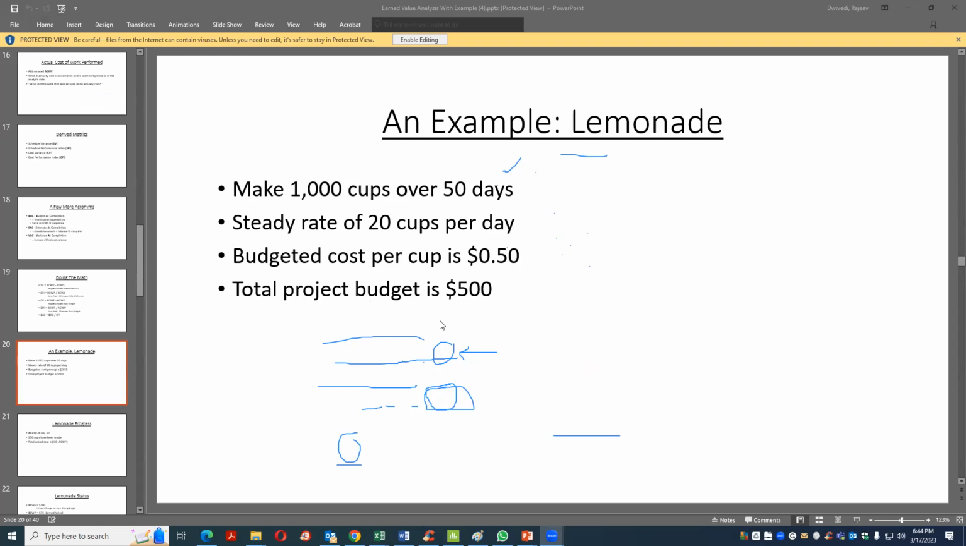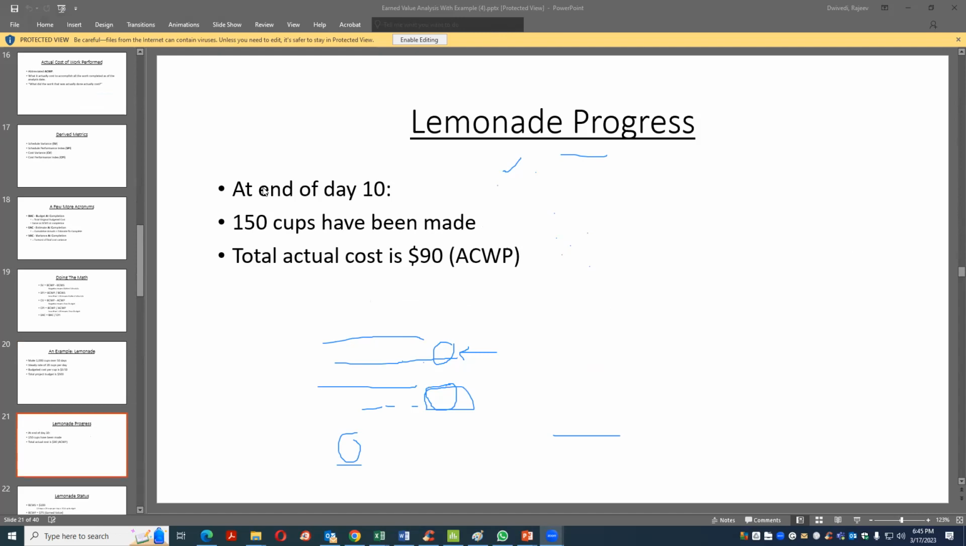So total cost is $500. Now they decided to check how this lemonade project is going. At the end of day 10, they decided to check the progress of the project. They checked: 100 cups have been made. Total actual cost is $90. So far they spent $90. Total cups they have made is 150, and this is day number 10. Based on that, you can understand planned value, actual cost, and earned value.